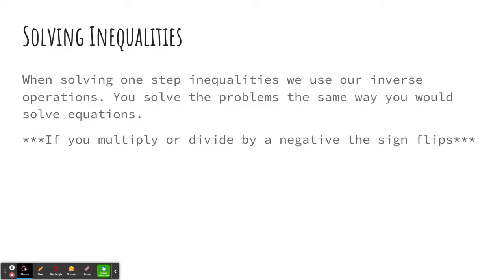When solving one-step inequalities, we use our inverse operations. You solve the problems the same way you would solve equations. There's one important rule. If you multiply or divide by a negative, the sign flips, the inequality symbol. You'll see this in some examples.